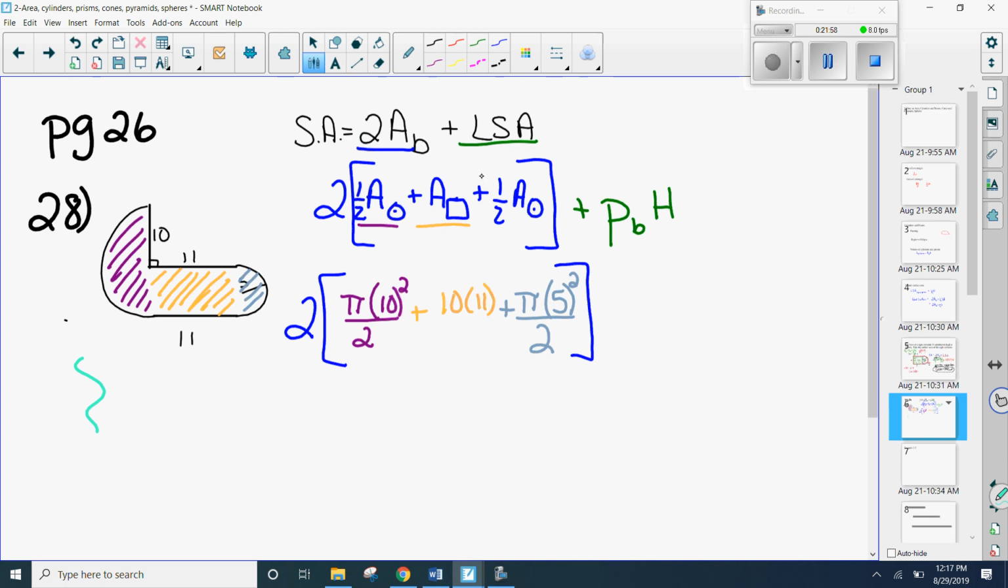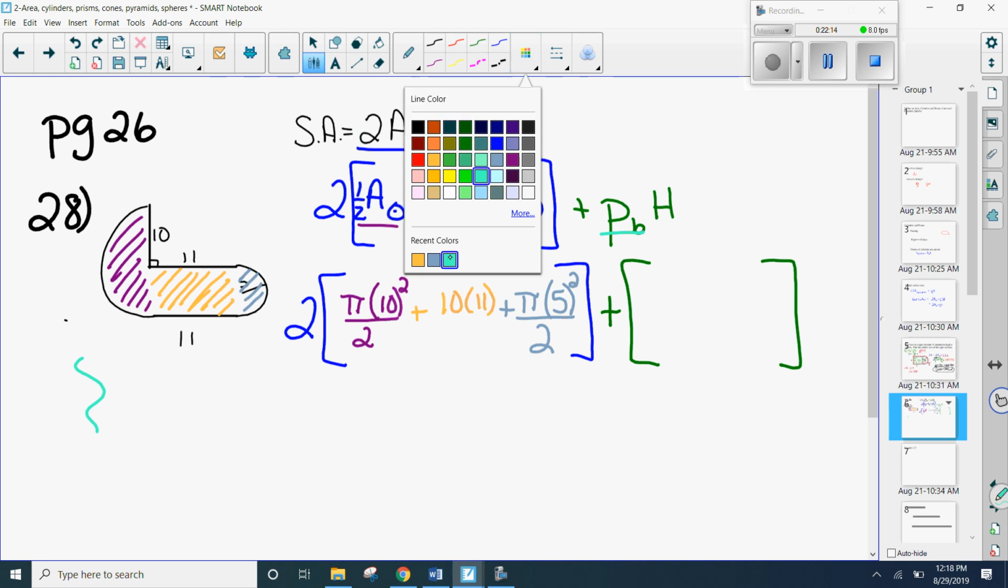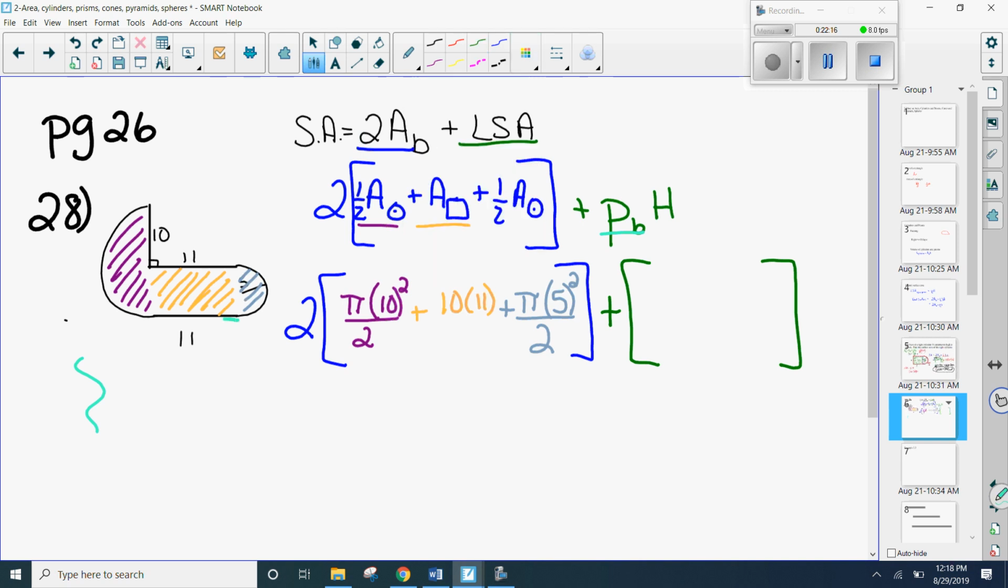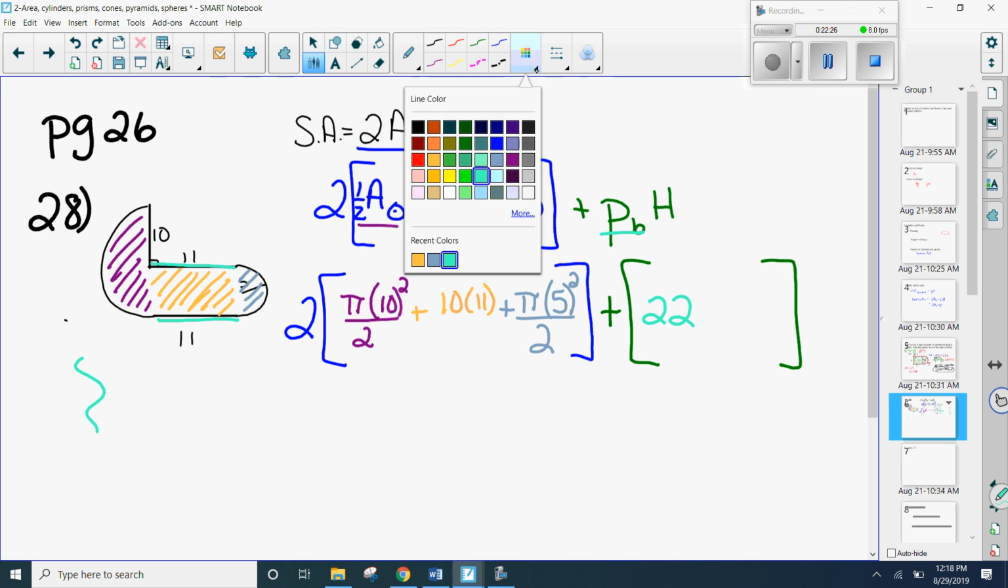We're good? All right. The next thing then, we have to have perimeter of the base. So we're going to add to it. And I just want to do perimeter of the base times the height. So I'll put that in here in just a minute. All right, perimeter of the base. Perimeter of the base, I have 11 plus 11. So we're going to have 22. Oh, let me find another color here.